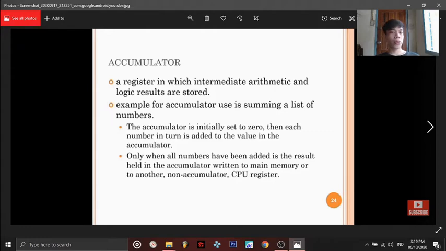Accumulator. A register in which intermediate arithmetic and logic results are stored. An example of accumulator use is summing a list of numbers. The accumulator is initially set to 0, then each number in turn is added to the value in the accumulator. Only when all numbers have been added is the result held in the accumulator written to main memory or to another non-accumulator CPU register.